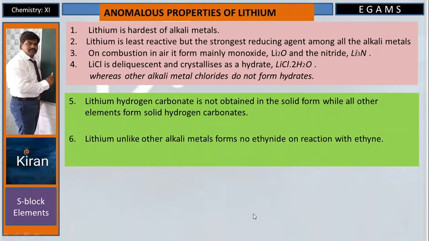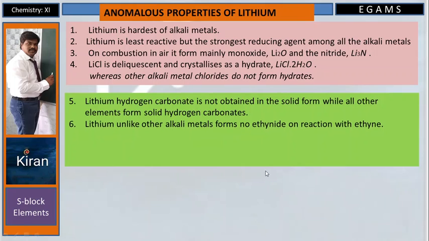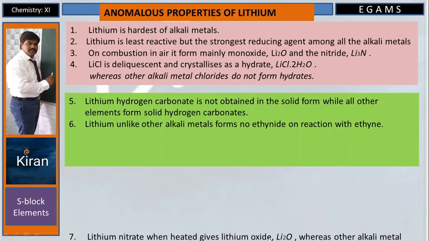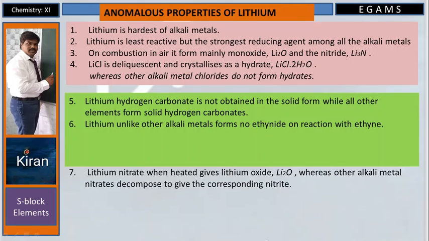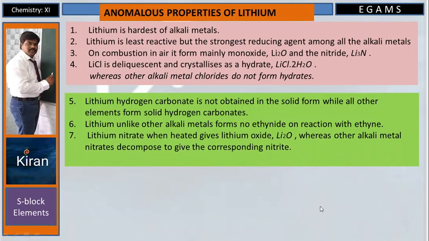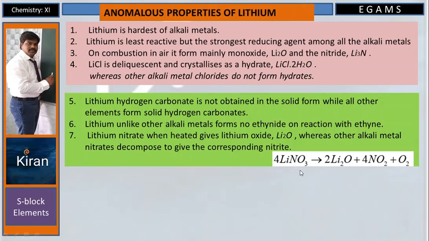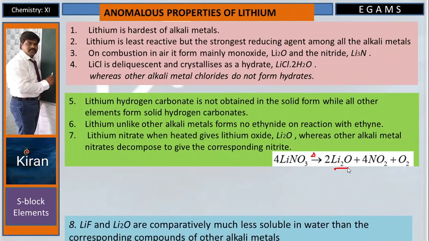Lithium, unlike other alkali metals, forms no ethynide on reaction with ethyne. Lithium nitrate, when heated, gives lithium oxide, that is Li2O, whereas other alkali metal nitrates decompose to give the corresponding nitrite. See here, when lithium nitrate decomposes, it produces lithium oxide. Oxide is forming, while others will not give oxides.